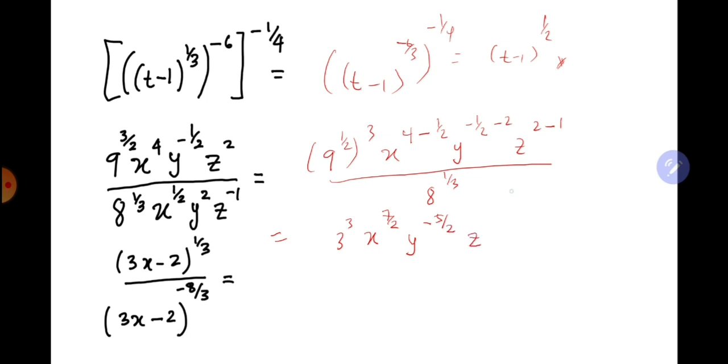Z will be minus negative 1, so you will get plus 1, so you will get z power 3. Then 8 power 1 over 3 is the third root of 8, so you will get 2. Alright, 3 power 3 is 27, so you can rewrite this as 27 x power 7 over 2, z power 3 over 2, and y would be 5 over 2. We prefer to put the index as a positive value.